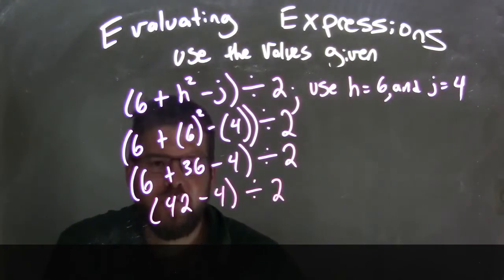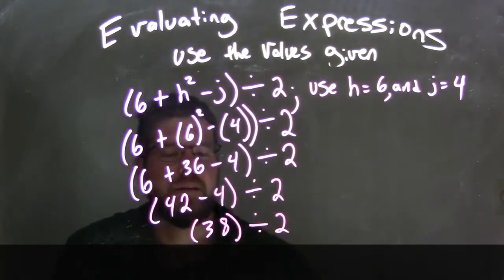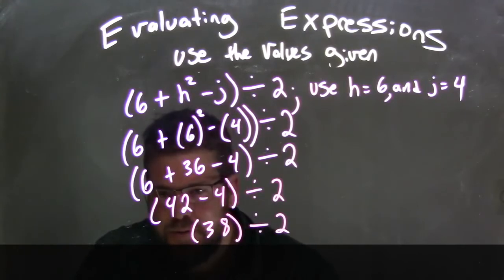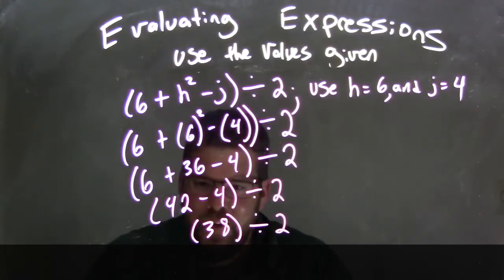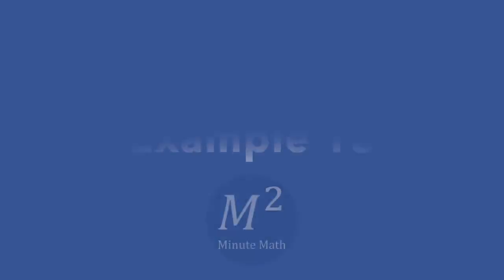And 42 minus 4 is 38. And lastly, 38 divided by 2, okay? What is that there? Well, that is 19. And there's our final answer.